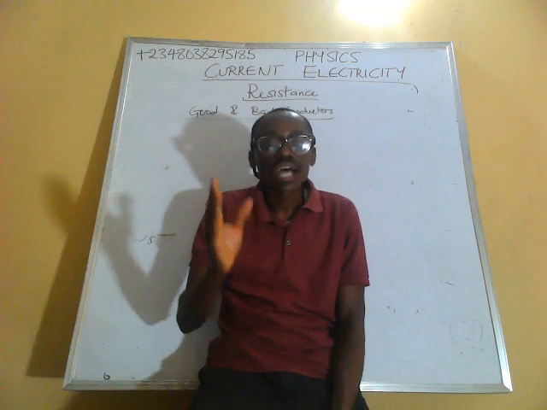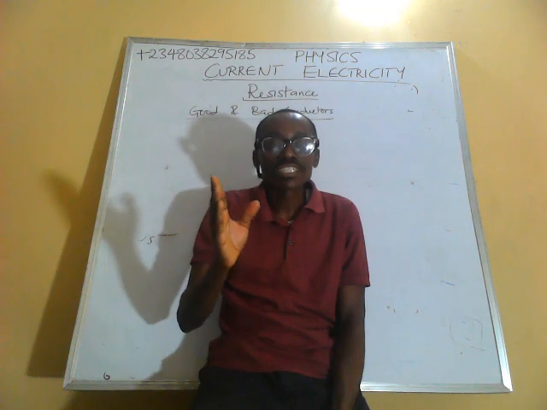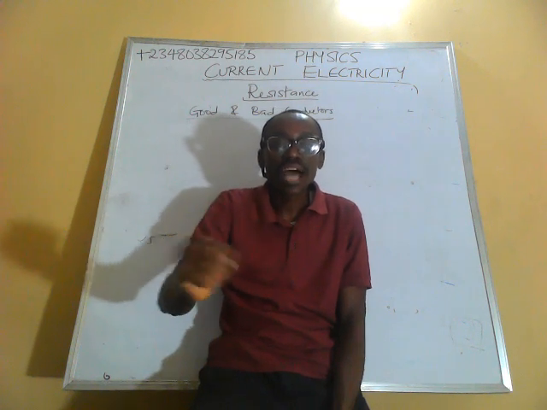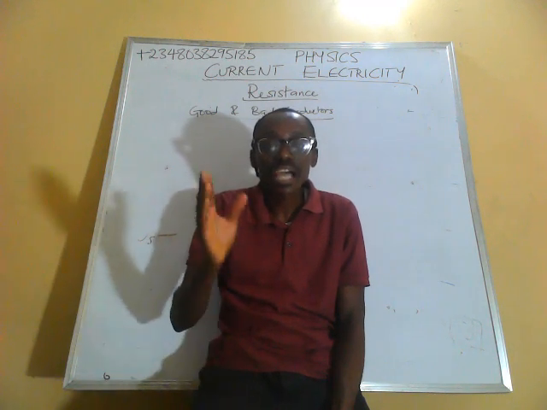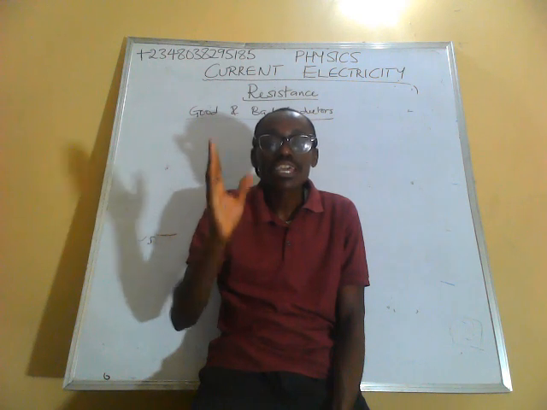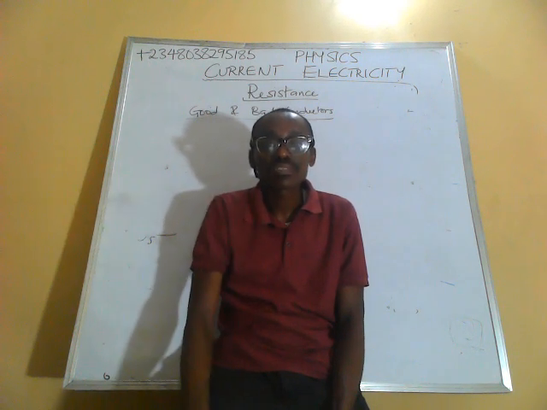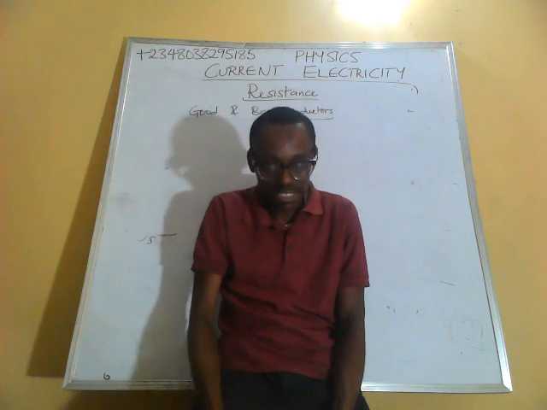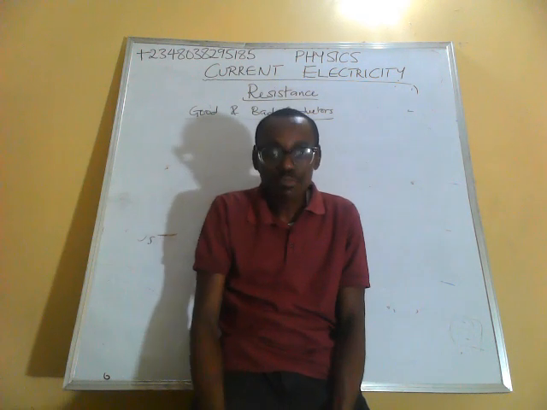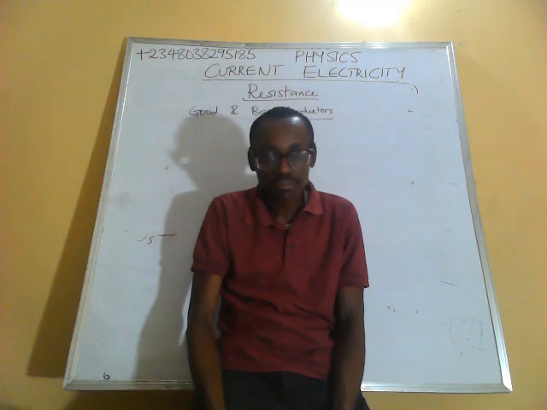So now there are materials that don't allow current to flow through them. They are called insulators. An insulator can be described as having infinite resistance. An insulator can be described as having what? Infinite resistance. No current can pass through an insulator.